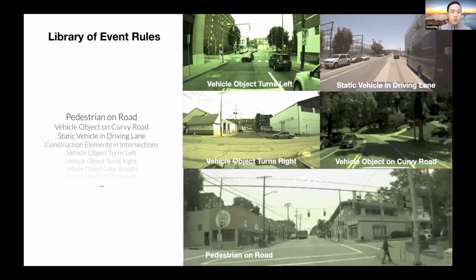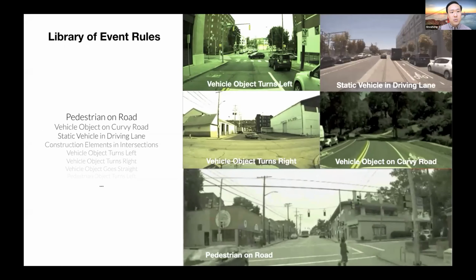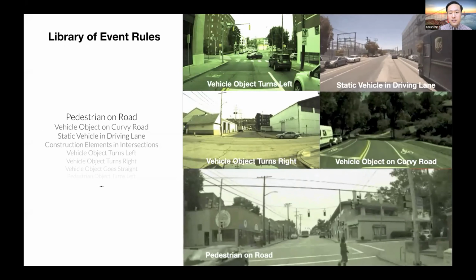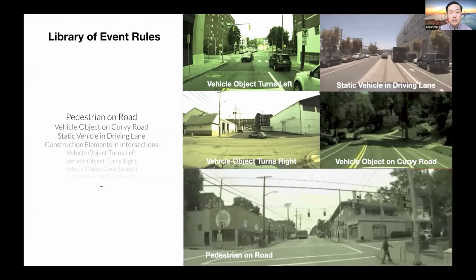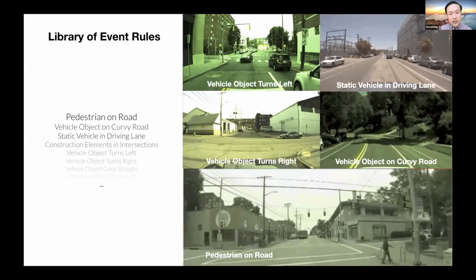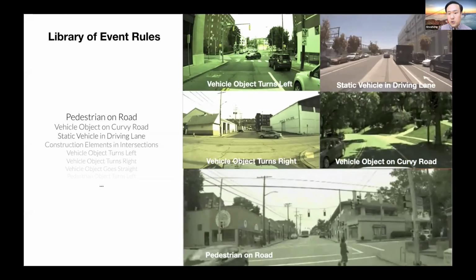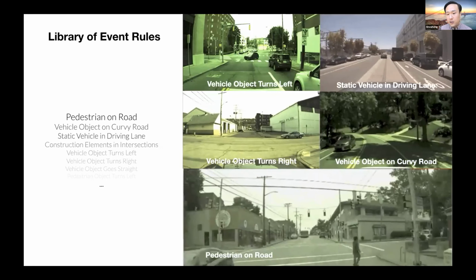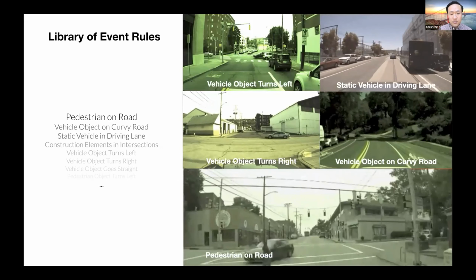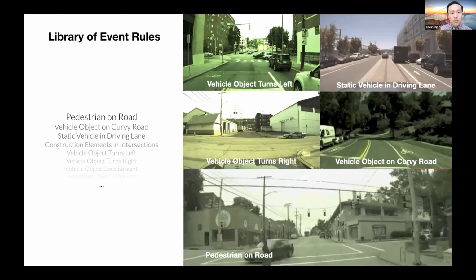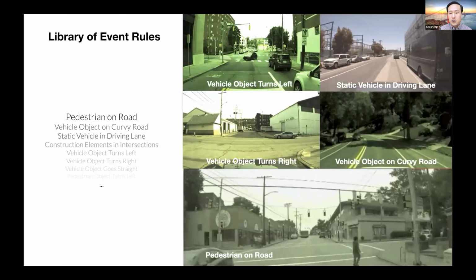In fact, this rule can be coded as a library. We have many heuristics to identify different scenarios. The simple one would be, let's say, identifying a vehicle turning left or right. A more sophisticated one is that we can identify a vehicle on a curvy road and a pedestrian on the road. So we have a growing set of libraries to identify interesting scenarios.